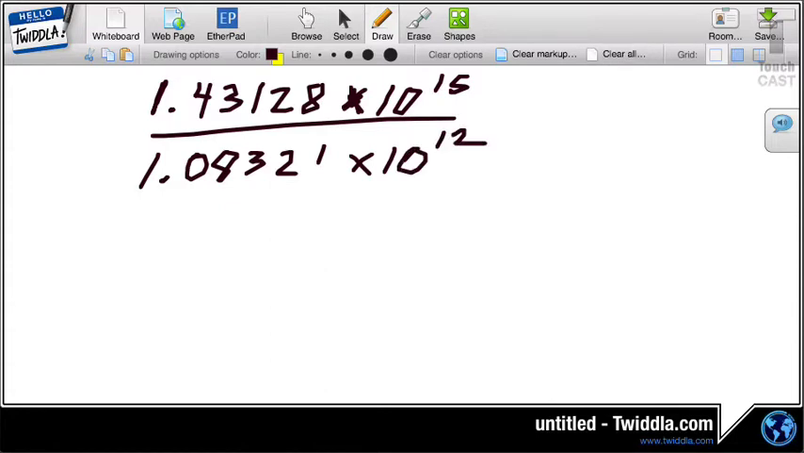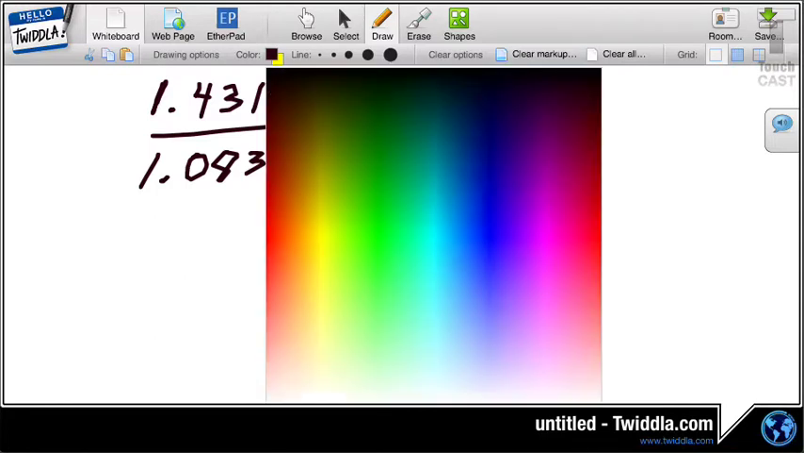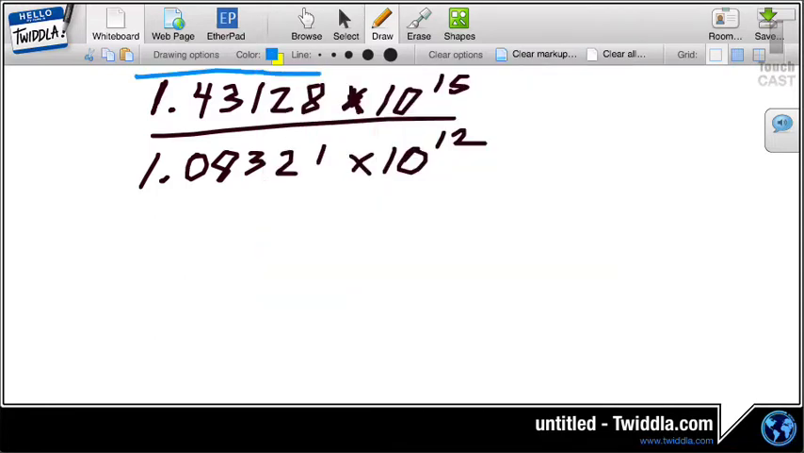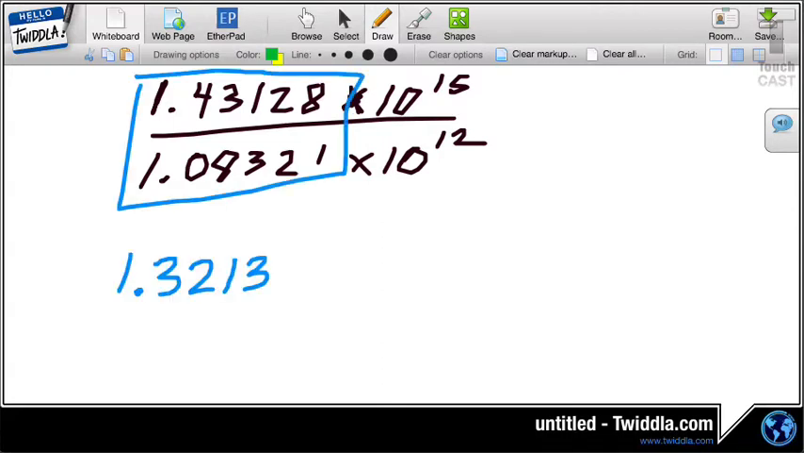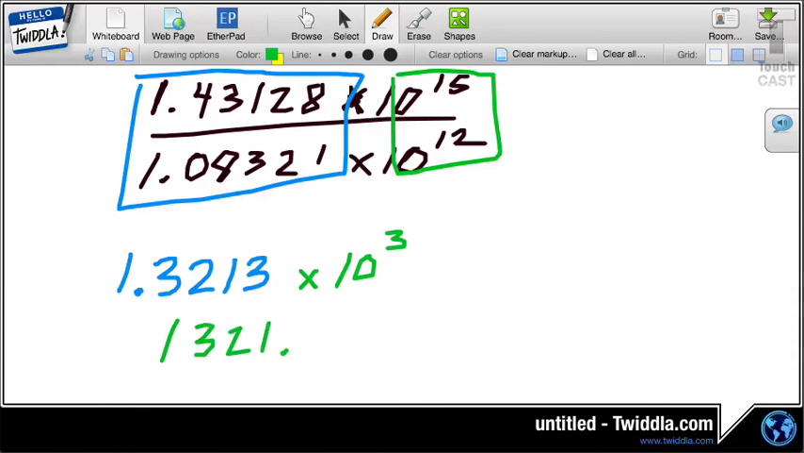This is just a quotient of powers. I need to subtract my exponents and divide the other numbers. When I divide the two constants in front, I came out with 1.3213. Let's do our exponent rules. Let's subtract these exponents. Got 10 to the 15th and 10 to the 12th. I'm going to be left with 10 to the 3rd. So this is bigger by a factor of 1321.3.